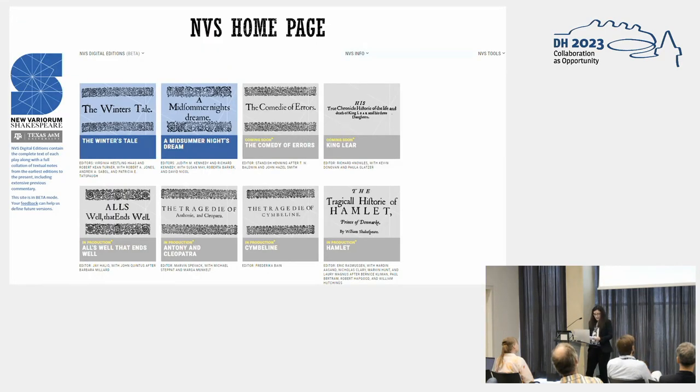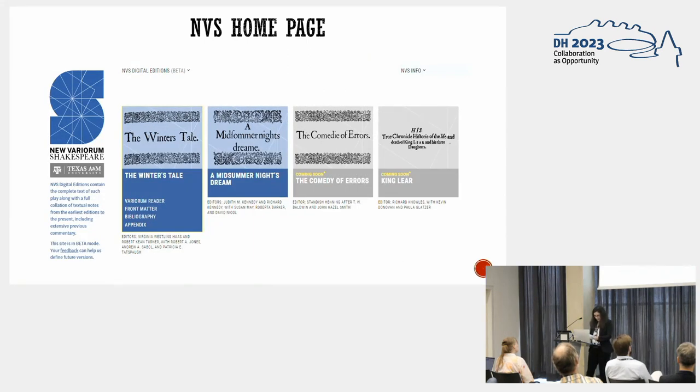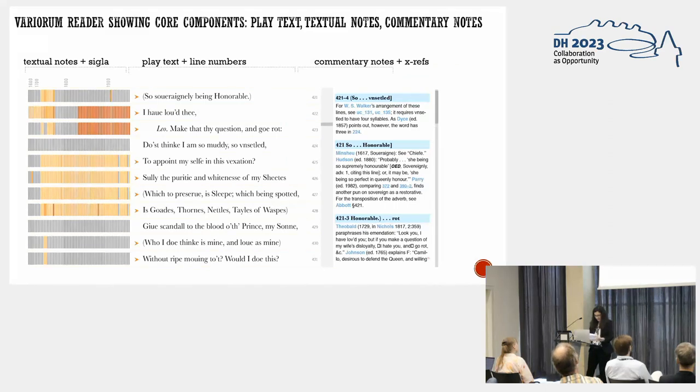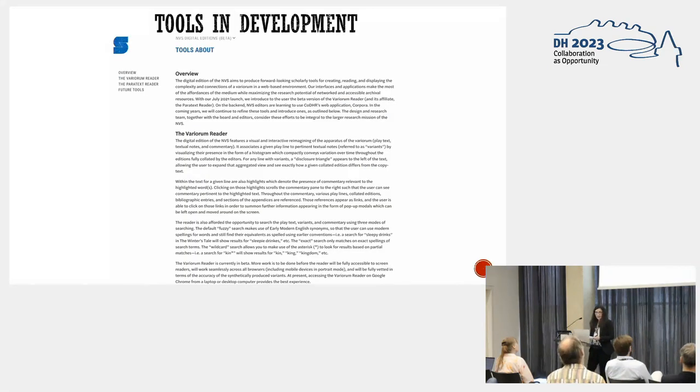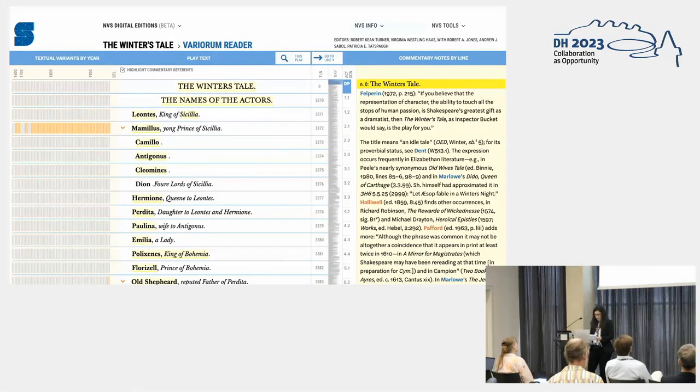Our homepage features two NVS editions that are now available online, The Winter's Tale and A Midsummer Night's Dream, along with title pages for editions that are currently in production, and those are the ones that are grayed out. Clicking on a play's title card will give you access to the edition's content, including our variorum reader pictured here. Our information pages can also be accessed on the menu bar of the home page. And if you're curious about what we're working on in the future, then you can visit our tools and development page. So now I will show you the main feature, which is our variorum reader.